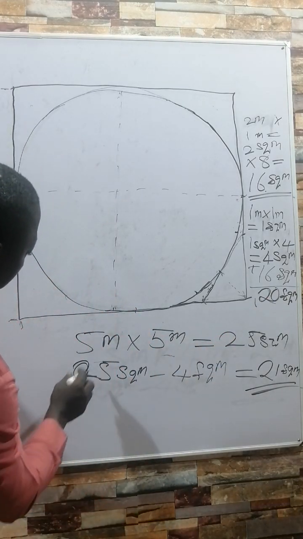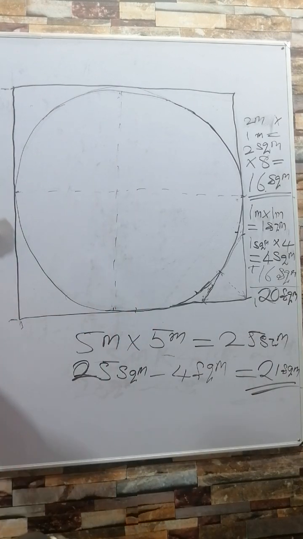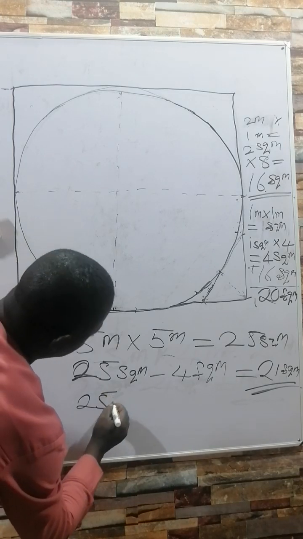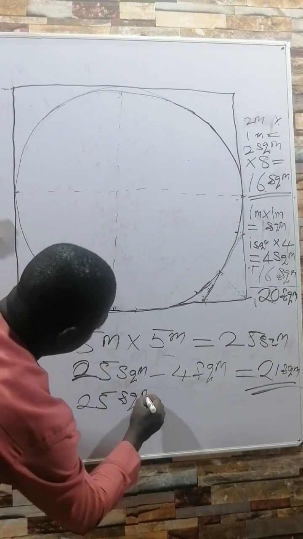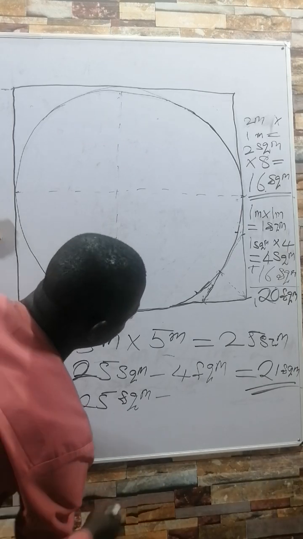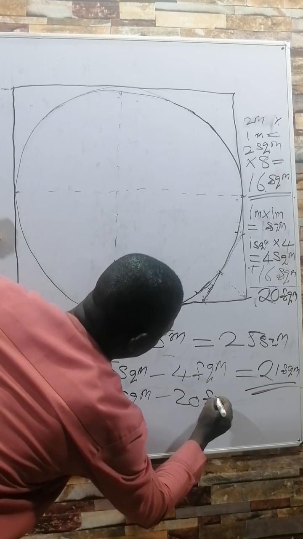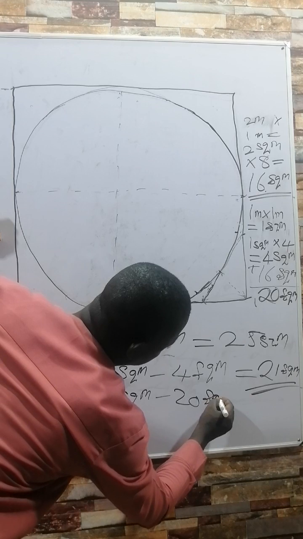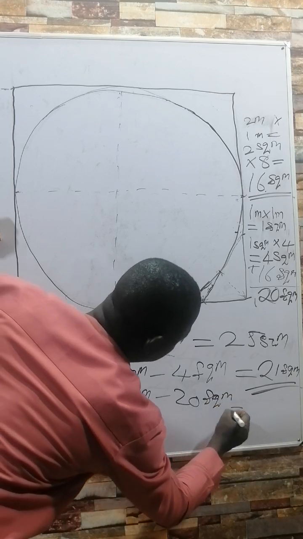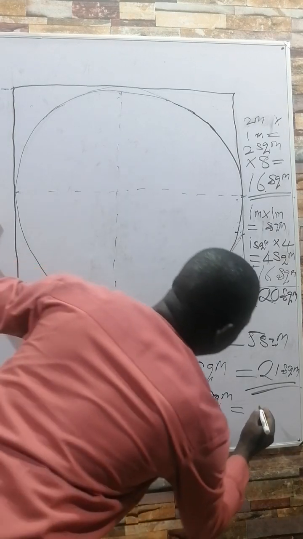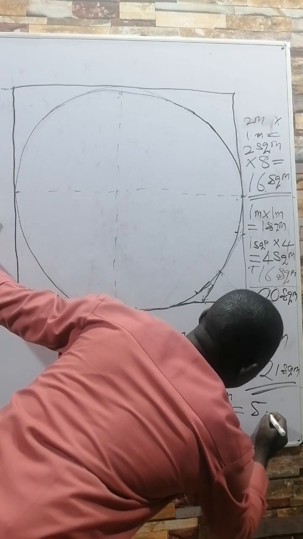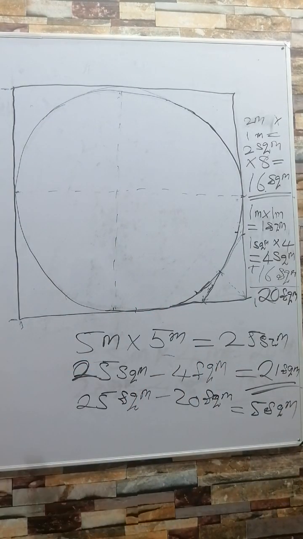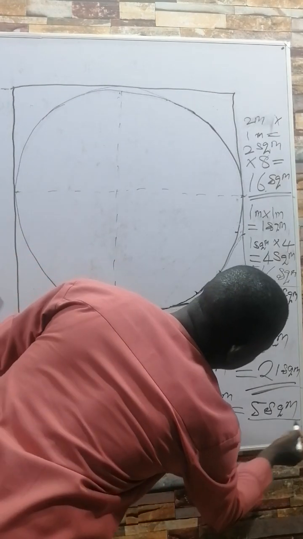Then what you're going to do is that this 25 square meters, which is the overall area of this shape, minus 20 square meters, then you get 5 square meters. You get 5 square meters as your area on the circle side.